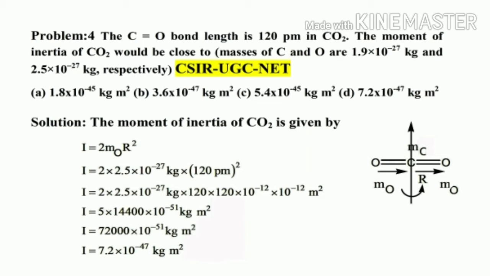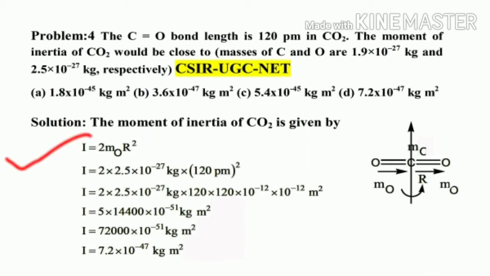So to solve this problem, draw this figure in which the rotational axis is passing through the carbon atom in the CO2 molecule. The distance of the oxygen atom from this axis is r, which is equal to 120 picometer.